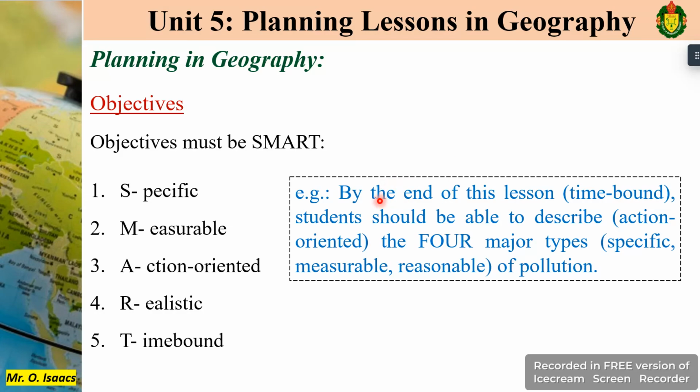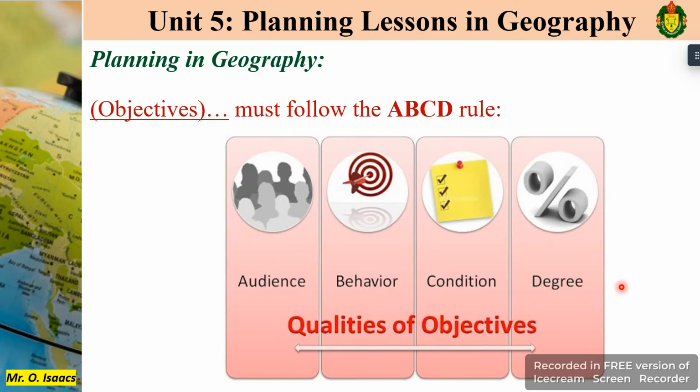So let's look at this example. By the end of the lesson, that's the time, students should be able to describe, which is the action, 4 major types, specific 4 things, right? And measurable or reasonable, 4 types of pollution, right? Good.